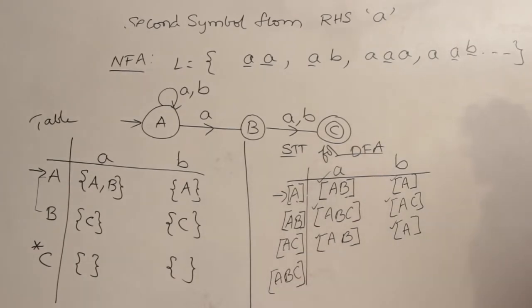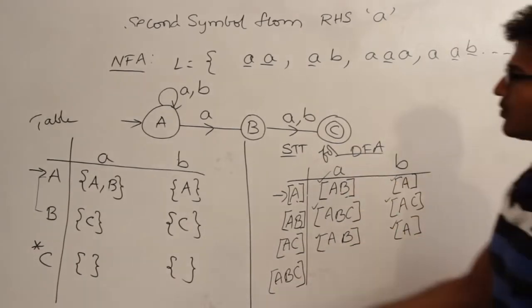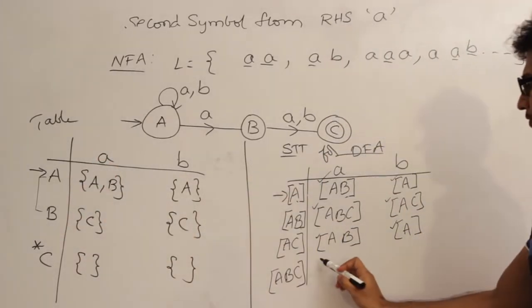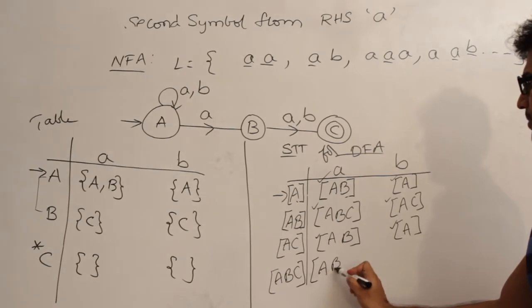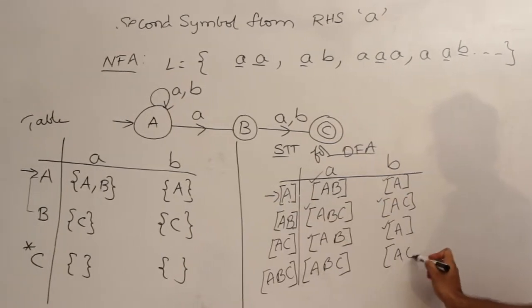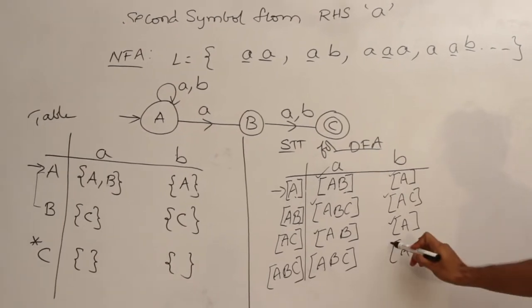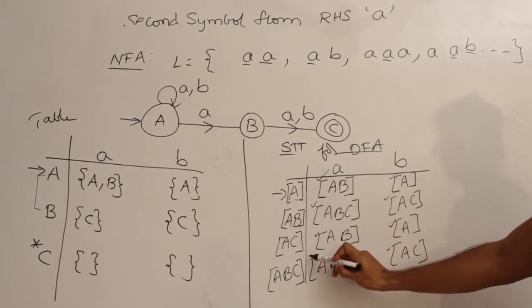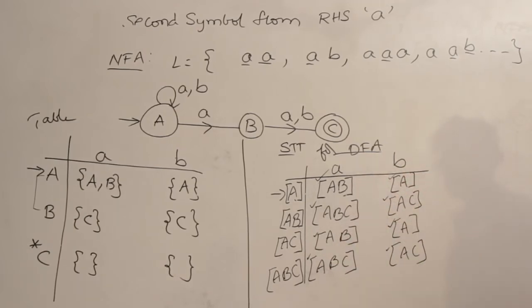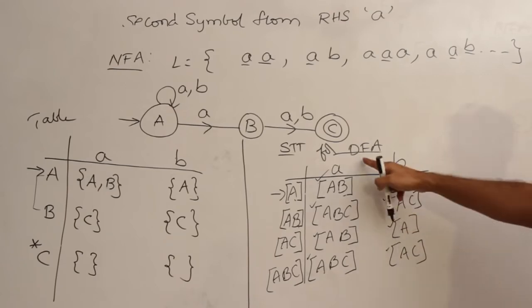Fine. So in order to find the transition for ABC, go to the NFA table and take the union of the A, B and C rows. Therefore, I get ABC and AC. Now if you look at this, AC has already been discussed and ABC has already been discussed. Therefore, this is the final transition table for the DFA.